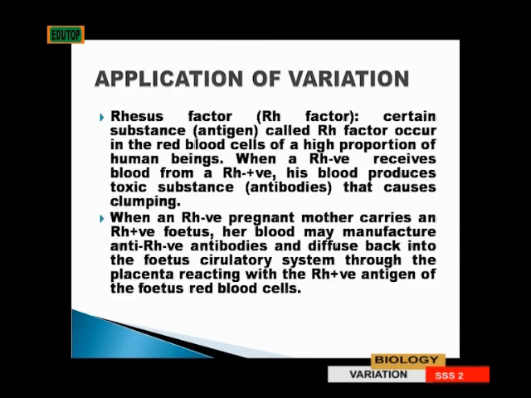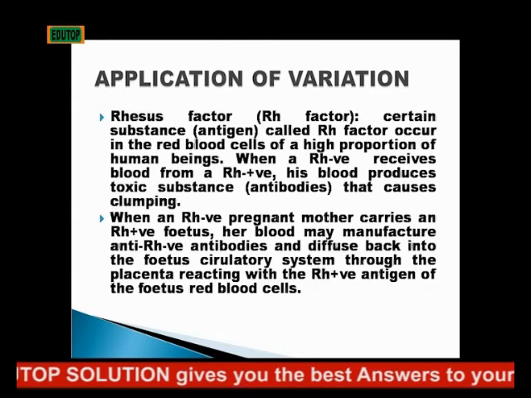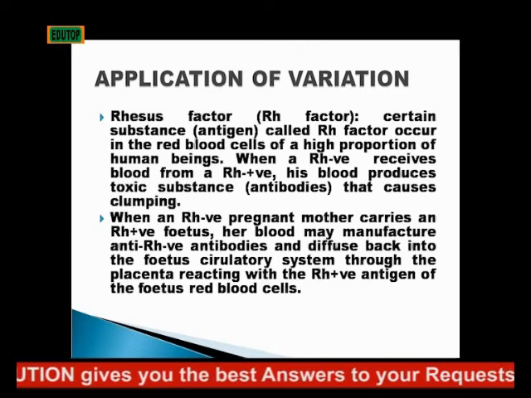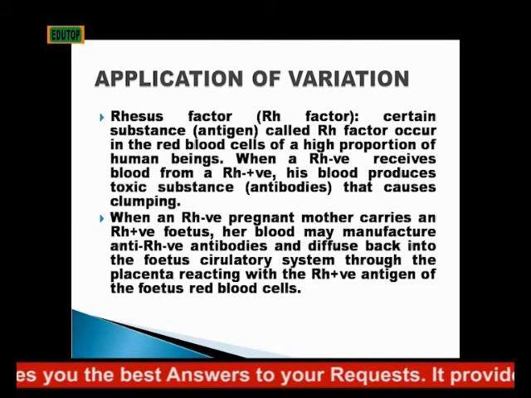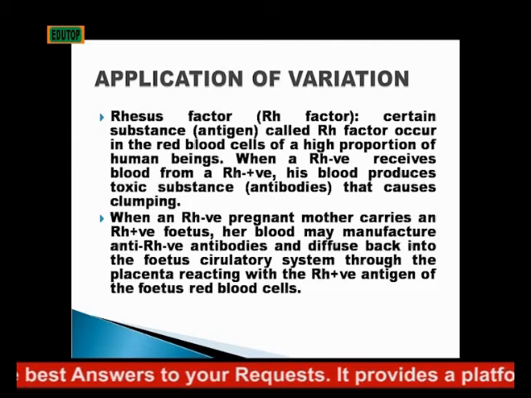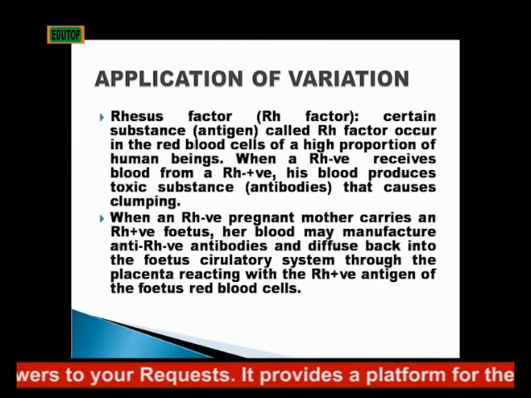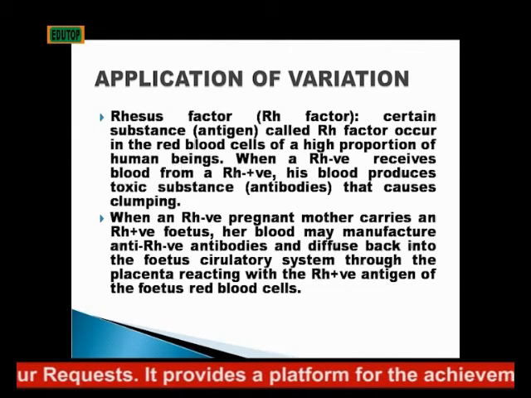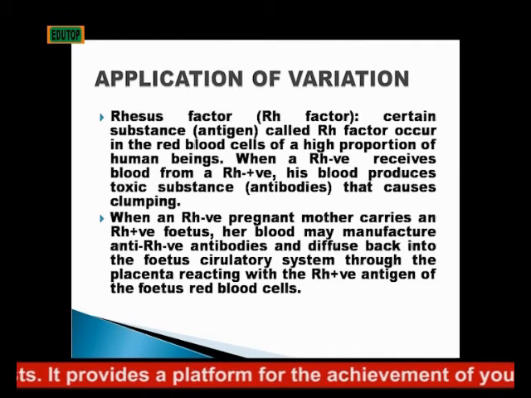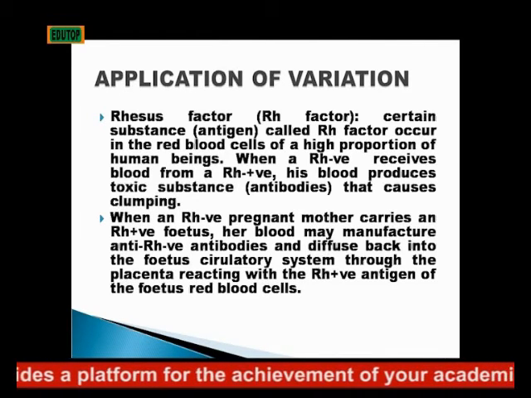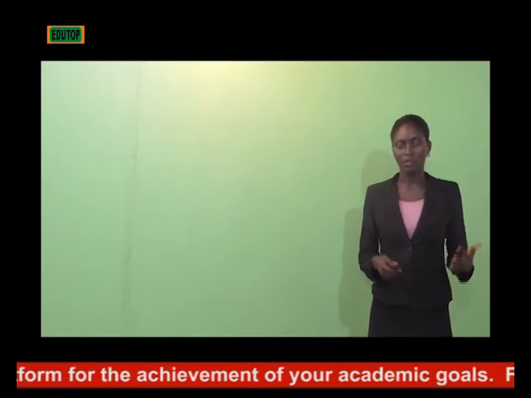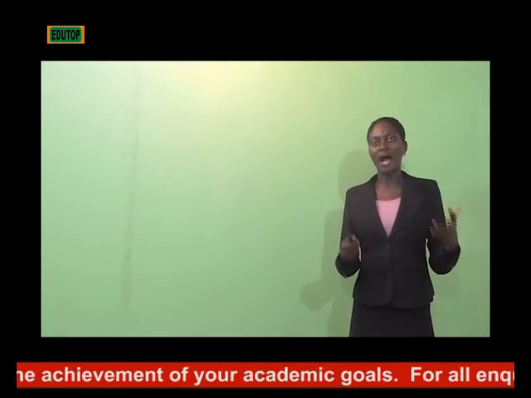Now, the next application of variation, we talk about rhesus factor. Rhesus factors are certain substances called antigens, and they are called Rh factor. They occur in the red blood cells of a high proportion of human beings. So a greater proportion of human beings have the Rh factor in their blood, but very few don't have that Rh factor in their blood. So the people that have the Rh factor in their blood are said to be Rh positive, while the people that don't have it are said to be Rh negative.